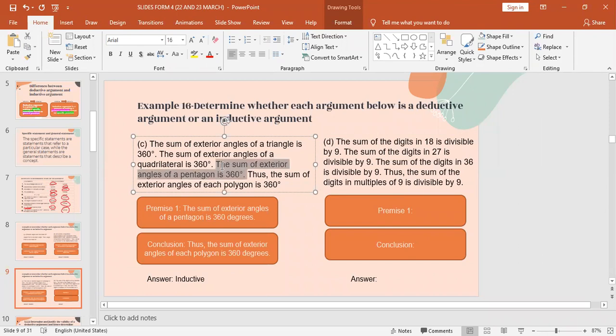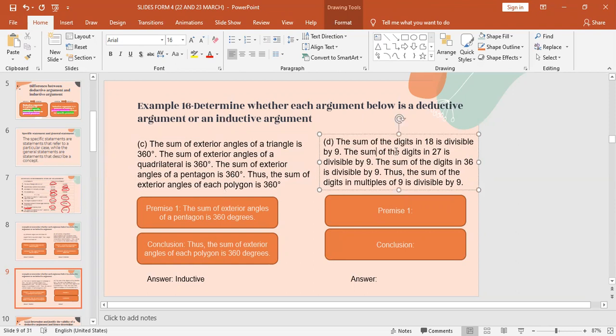So, this is the premise. Premise, it talks about quadrilateral, triangle, and also pentagon. But for the conclusion, it only talk about polygon. So we know that polygon is general. Bawah polygon ada triangle, ada quadrilateral, dan juga pentagon. So this argument, the conclusion is general. The premise is specific. So from general to specific, we have inductive. Okay. Let us proceed to D.